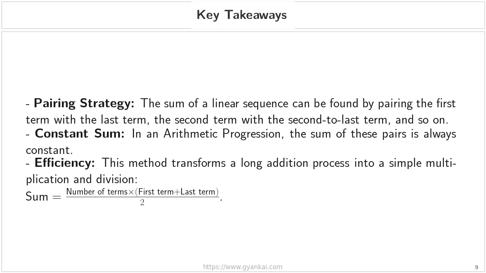Finally, let's talk about efficiency. The real power of the Gaussian method is that it transforms a long, exhausting addition process into a much simpler multiplication and division task. If you can identify the number of terms, the first term, and the last term, you can use this formula. The sum equals the number of terms, multiplied by the quantity of the first term plus the last term, all divided by 2.